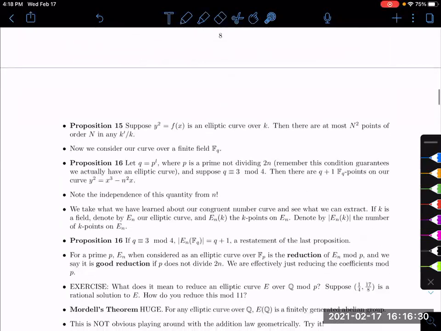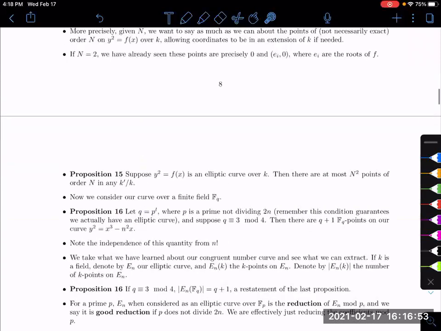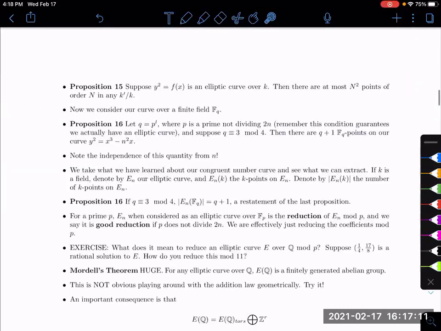So proposition, let's suppose I have an elliptic curve over k. How many points of order n are there? And again, by order n, I mean order n or order dividing n. Okay. It turns out, this is not easy to show actually, but there are at most n squared points of order n in any field extension of k, in any field extension. You can make this extension as big as you want, even all the way up to the algebraic closure of k, and you're still never going to gain more than n squared points of order n on any elliptic curve. Not even just the elliptic curve we're talking about, any elliptic curve. Okay, so that's one thing to be aware of.